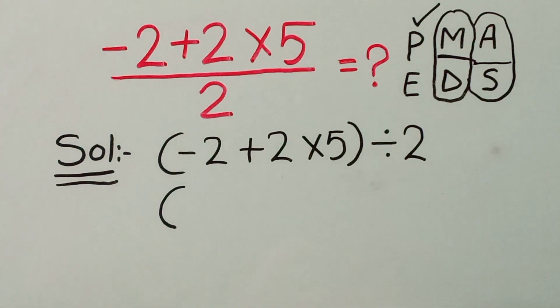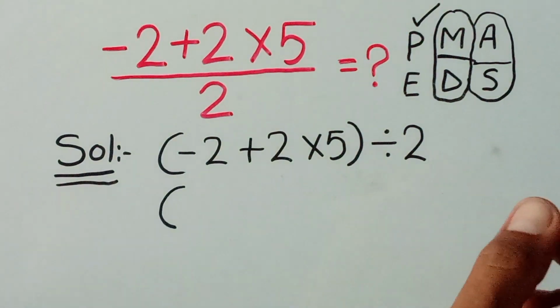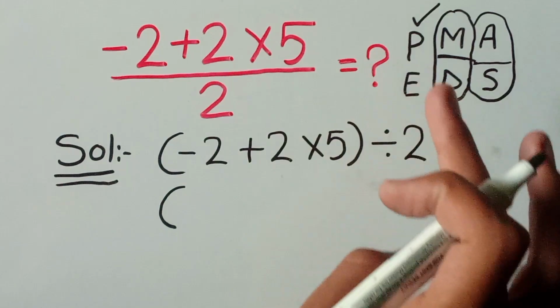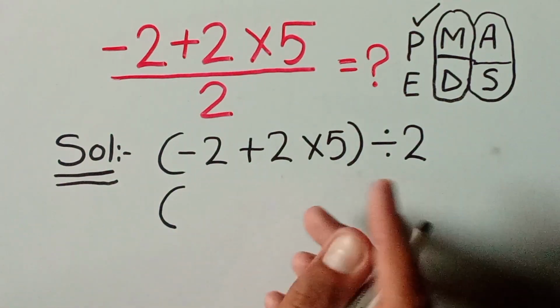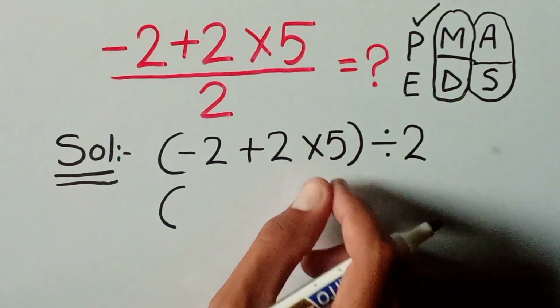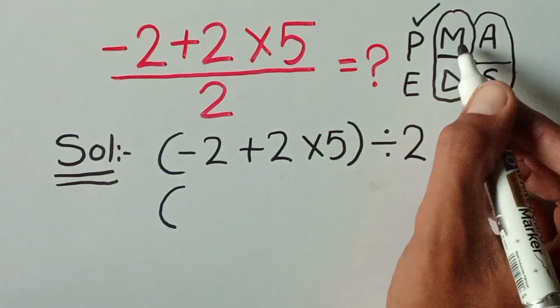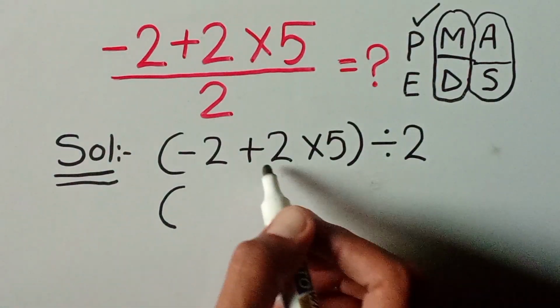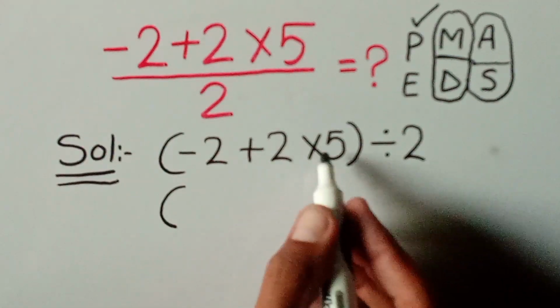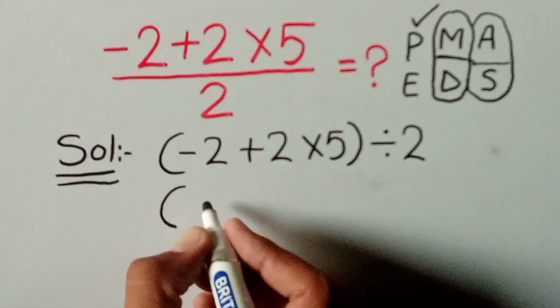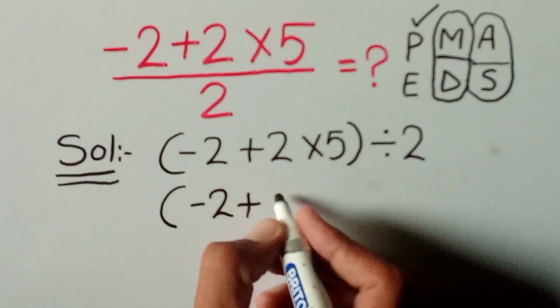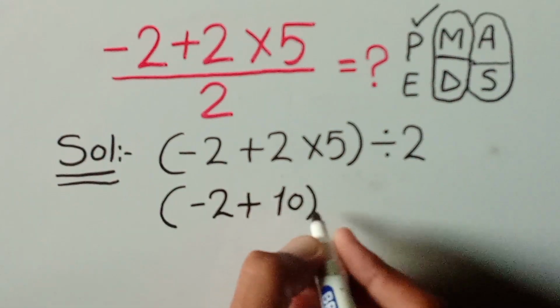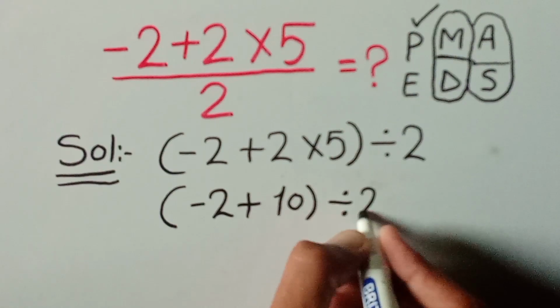So in this expression, firstly we solve the parentheses, because in PEMDAS, as I explained, parentheses have higher priority than other operations. So in the parentheses, firstly we solve multiplication, because multiplication has higher priority than addition and subtraction. So firstly I solve the multiplication. So minus 2 plus 2 times 5, which is equal to 10, divided by 2.